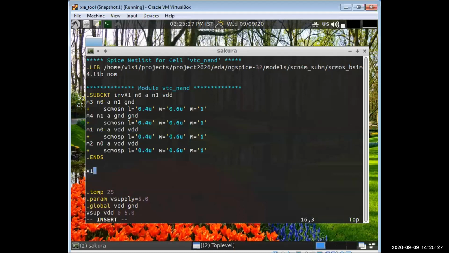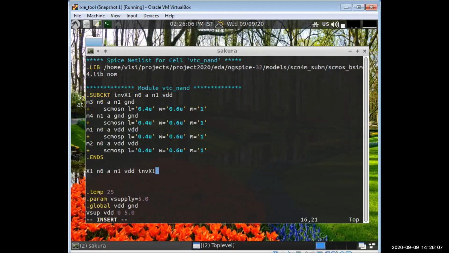That means you can write X1, you can write INV, whatever you want, you can write here. So X1: if you want to instantiate multiple instantiations of this same subcircuit, then you can name it X1, X2, X3. Then you will have 3 instantiations of the same circuit. So X1, then all the nodes in the order written here: N0, A, N1 and VDD. Then the subcircuit name, that is INV.